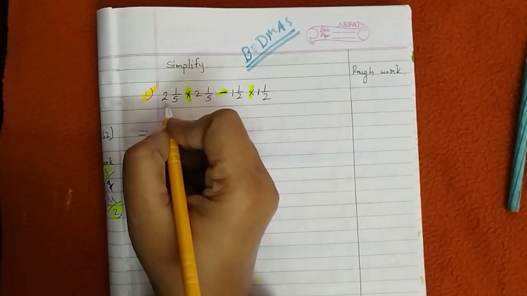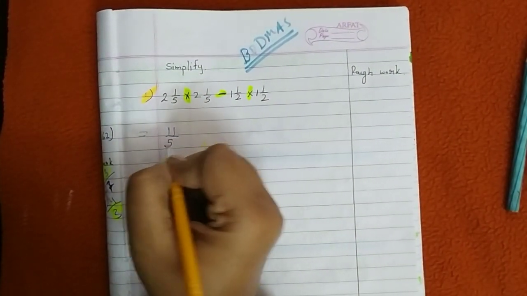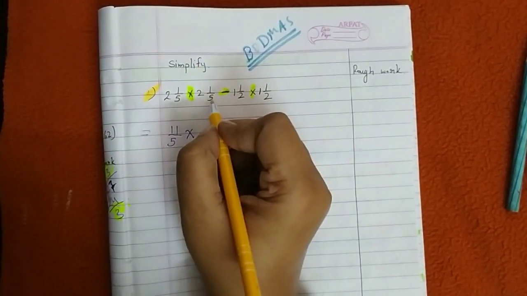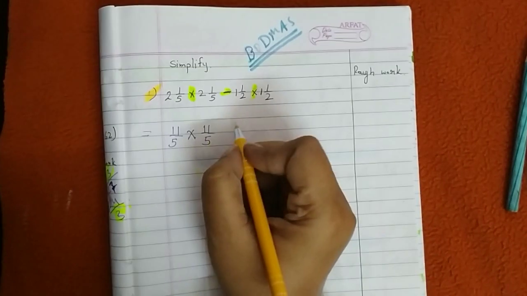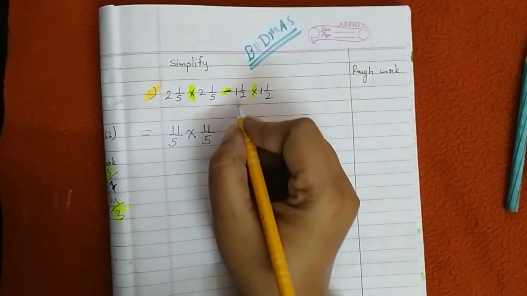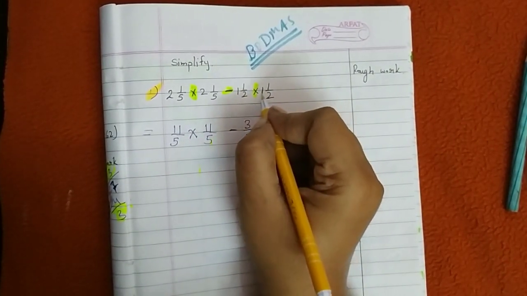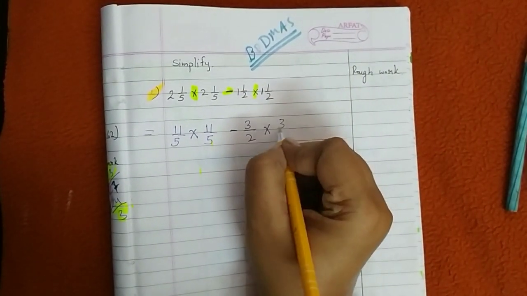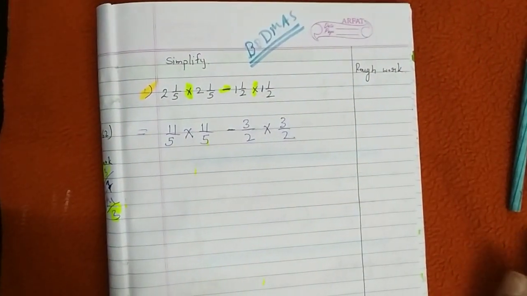Okay, so 2 5s are 10. 10 plus 1, 11. 11 upon 5 multiplied by, again 2 5s are 10. 10 plus 1, 11. 11 upon 5. Okay, now 2 1s are 2 plus 1, 3 upon 2 multiplied. 2 1s are 2 plus 1, 3 upon 2. This much is clear.